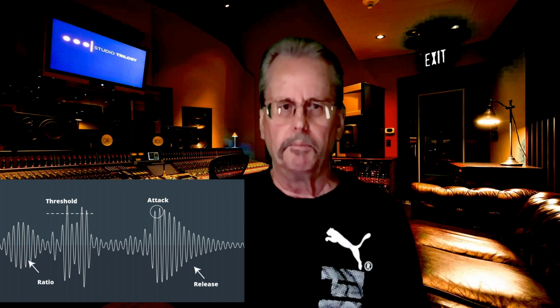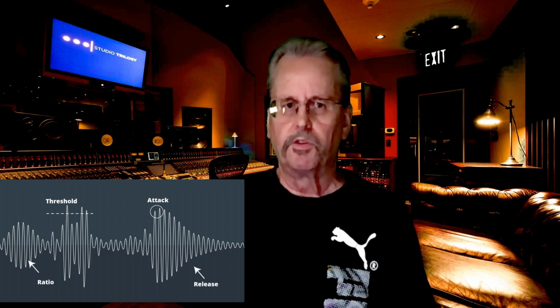For example, a ratio of 4:1 means that for every 4 decibels that the signal rises above the threshold, the compressor will decrease its output by 1 decibel. The next setting on a compressor is called the attack time. The attack time is how long it takes the signal to be fully compressed to the ratio setting after it has exceeded the threshold.